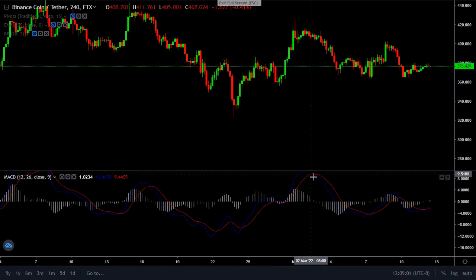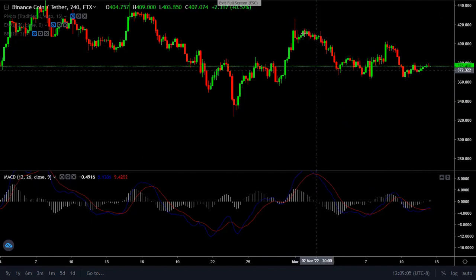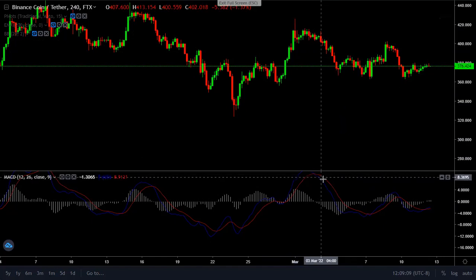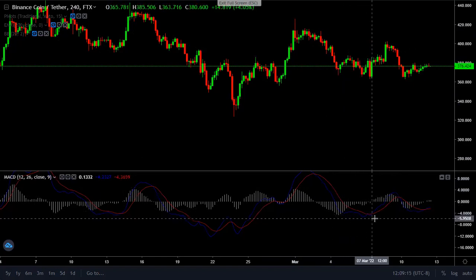And then there was a reversal here. Look at where the crossing occurred. You can see the points where the crossing occurred. Meanwhile, the market had already started tanking before the crossing actually occurred. And then look at it, all this while, the market has actually been going down.